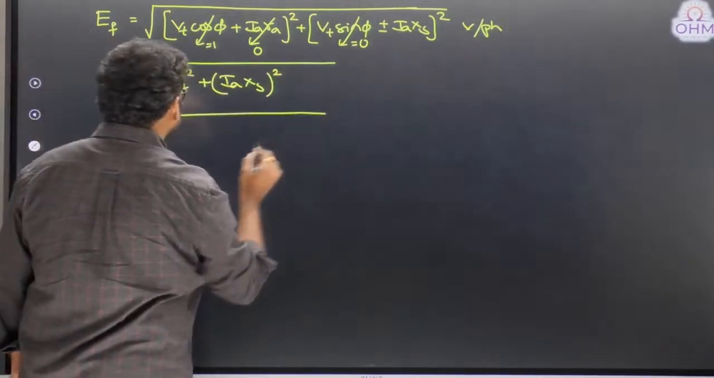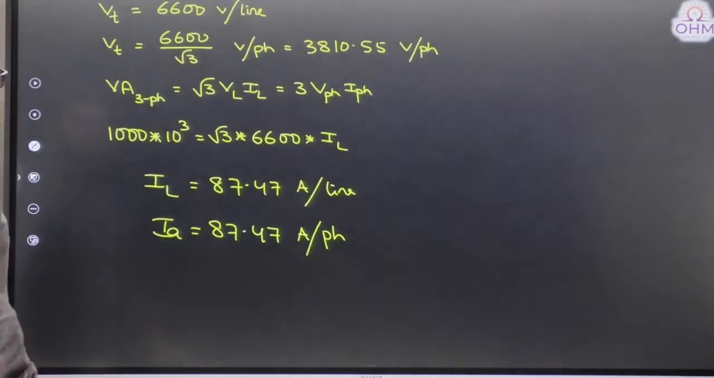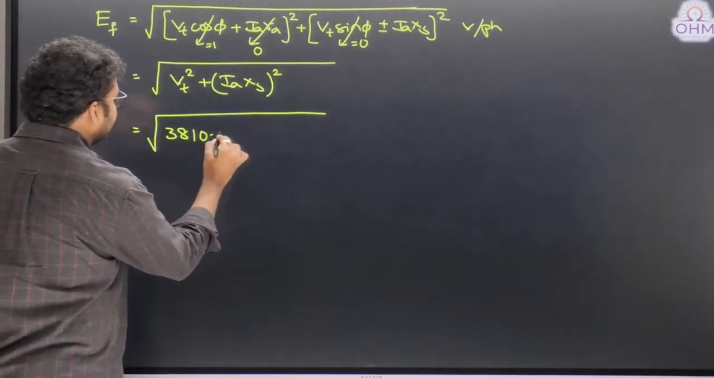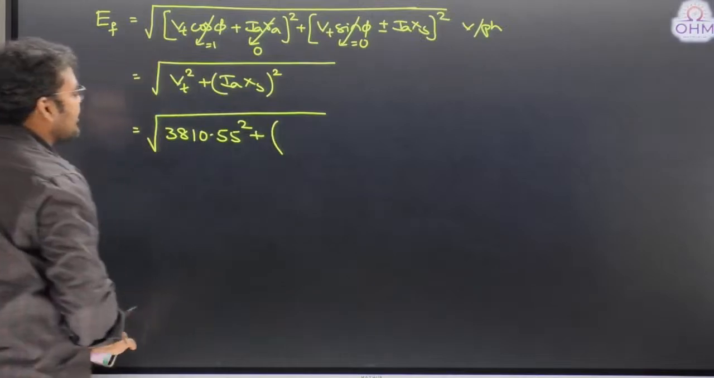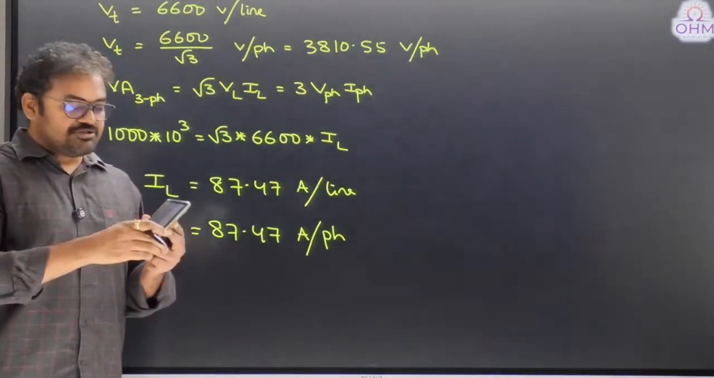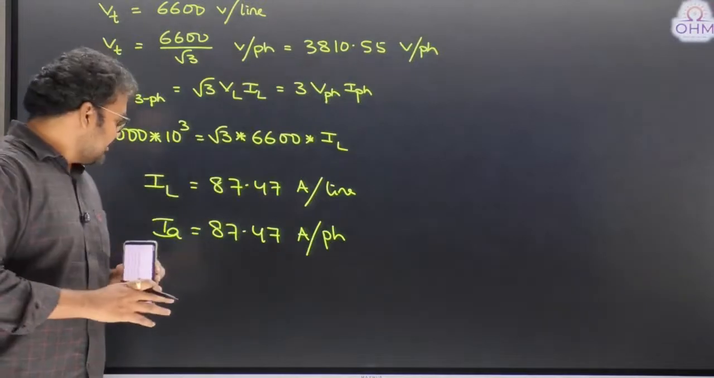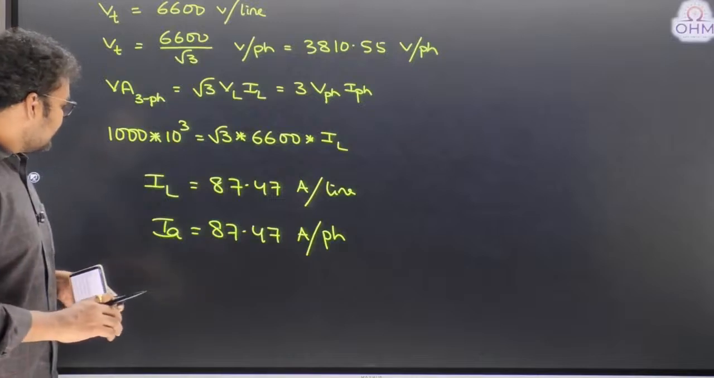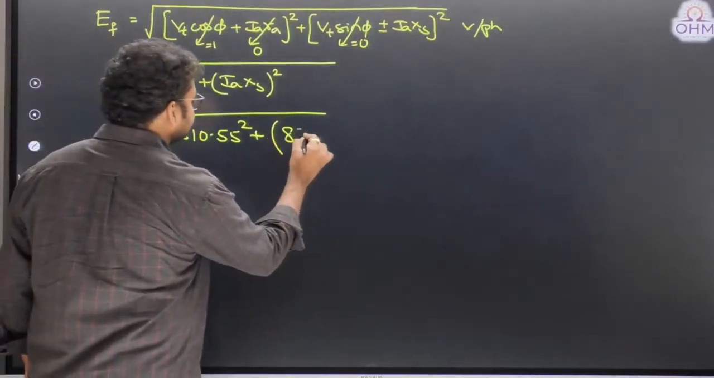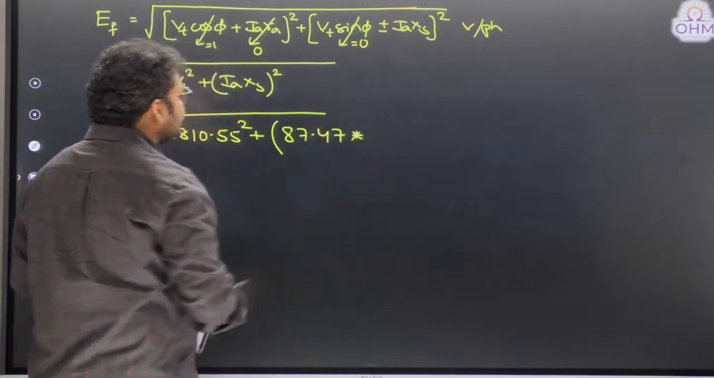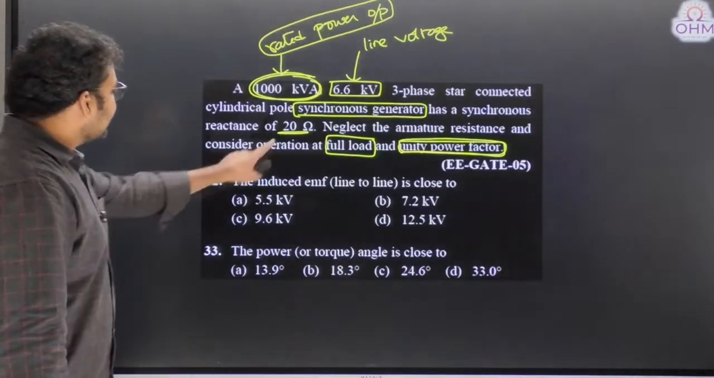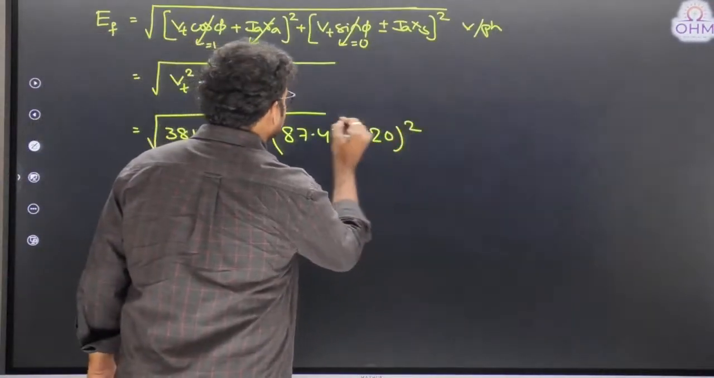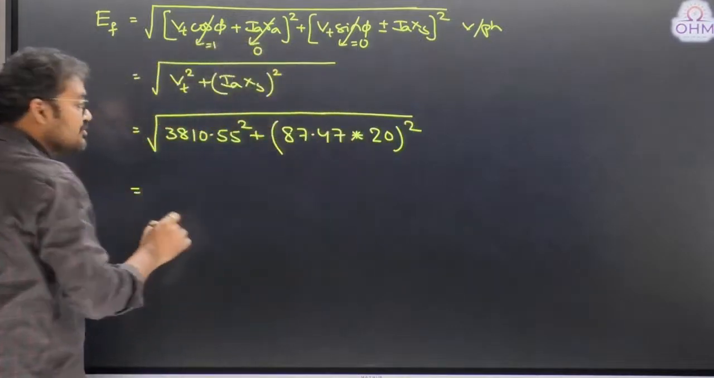Now, square root of what is Vt? Use phase values only. 3810.55 square. What is armature current we got? Please remember, guys, I am also using calculator just like you. If I made any mathematical mistakes, please try to correct them. But the procedure you need to follow. 87.47 current value into what is the reactance given in the problem? Yes, the reactance value was 20 ohm. 20 whole square. And if you solve this, you will get the induced EMF per phase.